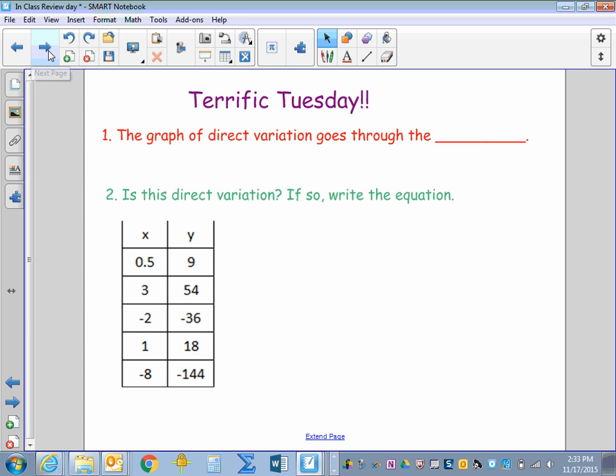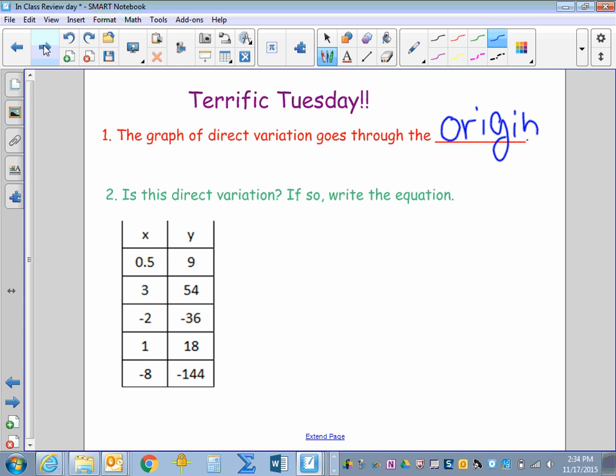Alright, so let's take a look at what I just passed out in front of you. It says Unit 4 in-class review. Just a reminder, the graph of a direct variation goes through what on your graph? This isn't yet on your notes. For a direct variation, where does it go through on your graph? The origin, yes. Okay, so it goes through the origin. You must remember this for all direct variations.